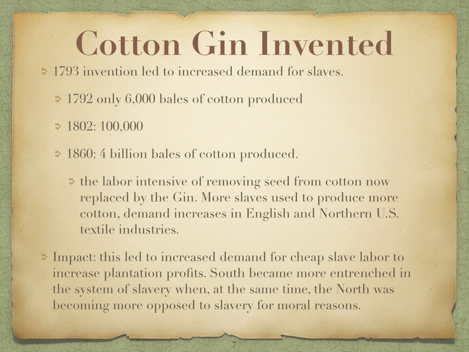The impact of this was increased demand for cheap slave labor. The Southerners didn't want to have hired hands. They wanted cheap slave labor. I buy the slave and I own the slave. And this is hard to remember or even conceive of. A slave is property. Like I own a horse, I own a cow, I own a table, and I own X number of black slaves, African American slaves. The South becomes more entrenched, stronger in the system of slavery, and at the same time, the North is becoming more opposed to slavery.